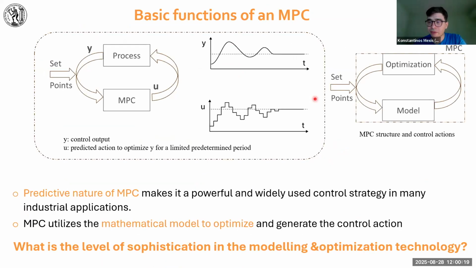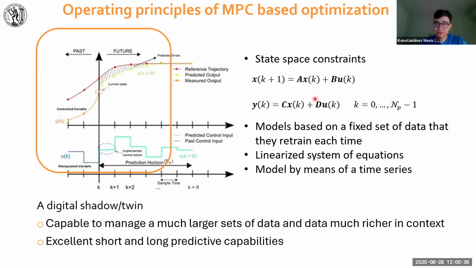MPC works by predicting the future behavior of the process output and adjusting the inputs accordingly. Unlike PID, which reacts only to current errors, MPC uses a mathematical or a data-driven model of the process to forecast how the system will evolve in time. At each sampling time, MPC uses a model of the process to predict the future trajectory of the control variable. The controller then determines a sequence of control actions over a prediction horizon that minimizes the difference between the predicted output and the reference trajectory. Only the first control action is implemented, and then the horizon shifts forward.